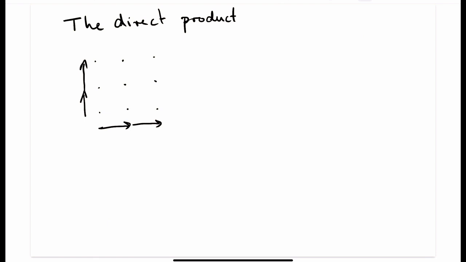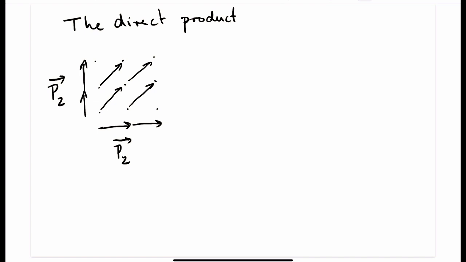Let's look at another example of a direct product. Suppose we take the graph P2, the directed version, and look at the product with itself. It will have 9 vertices, 3 times 3, and the edges, well, they go along the diagonal like that. So I see 4 edges.